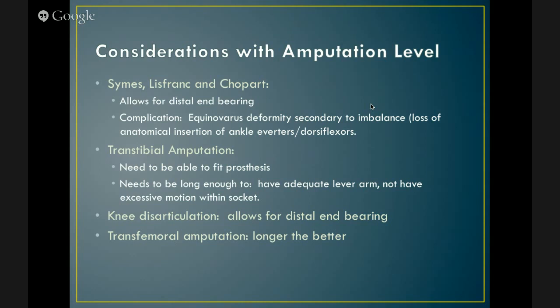Symes, disarticulation. What's the advantage of any sort of disarticulation versus an amputation through the bone? What's one of the major ones functionally? Right, distal weight bearing. Shout it out. You know the answer. So distal weight bearing. The advantage of the Symes is that you can distal end bear.